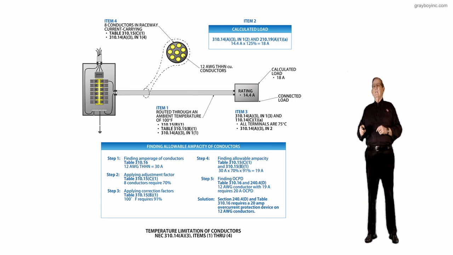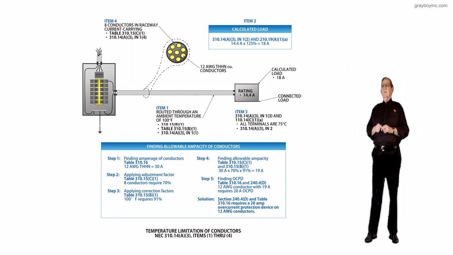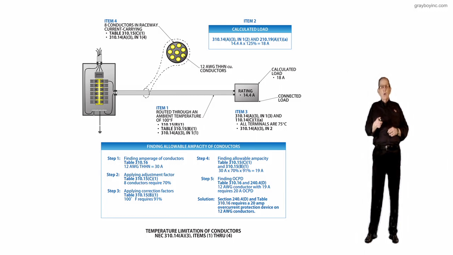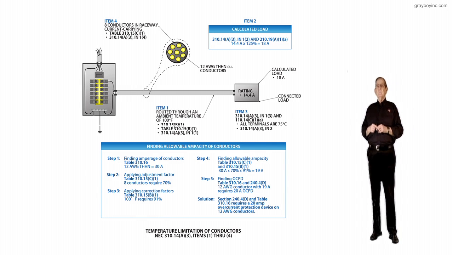Now, 310.14(A)(3) and informational note 1, we look at item 3, and 110.14(C)(1)(a), and we're saying, well, all these terminals are 75 degrees C as talked about in 310.14(A)(3) informational note 2. So we're saying the terminals are 75 degrees C at the equipment, also at the panel board. So that's determined.